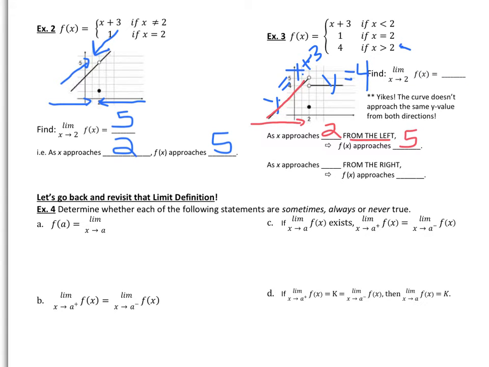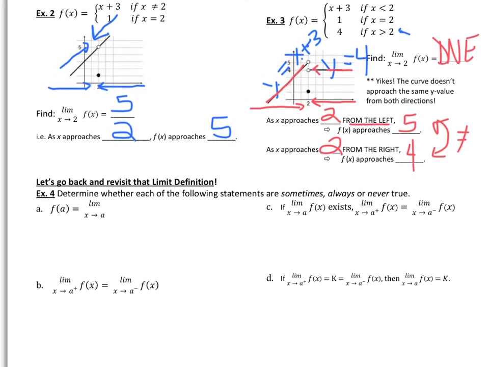And what happens from the right? As x approaches 2 from the right, we travel along this function here, and it approaches the y value of 4. So as x approaches 2 from the right, the y values, or f of x, approach 4. Now what this is saying is that the left limit is not equal to the right limit, and we know if those two limits are not equal to each other, the limit does not exist.